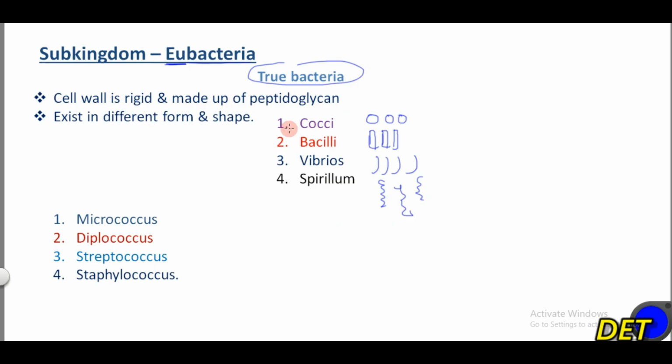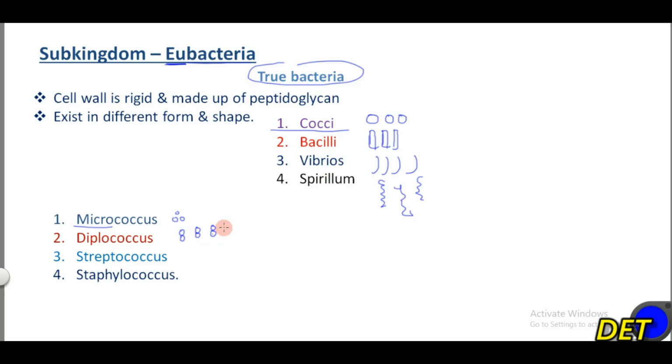So the most important here are the cocci. The cocci exist in various forms too. Micrococci, micro means very tiny, small. Micrococcus or the micrococci bacteria are very tiny spherical bacteria, right? Well, we have diplococci. Diplococci are cocci that exist in twos, double, right?